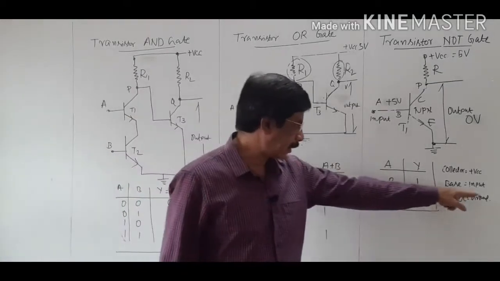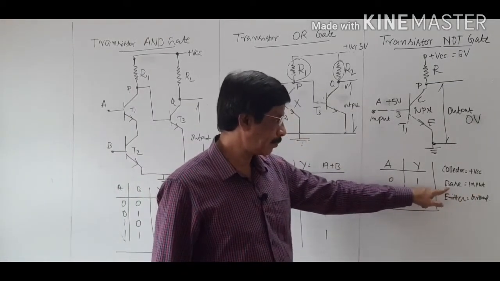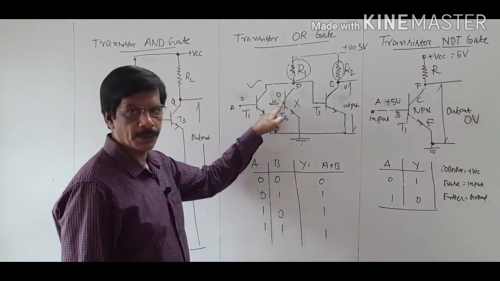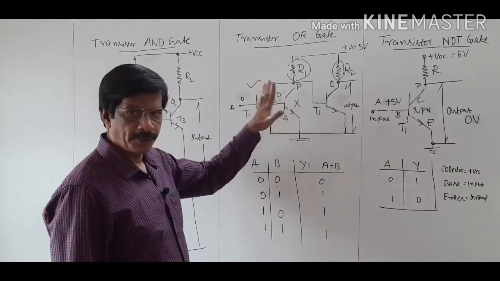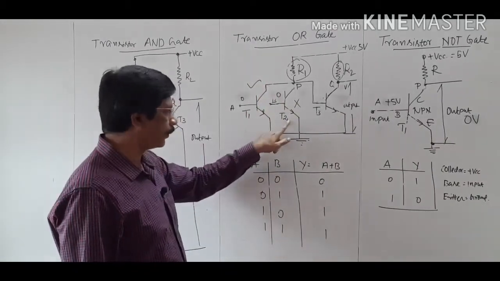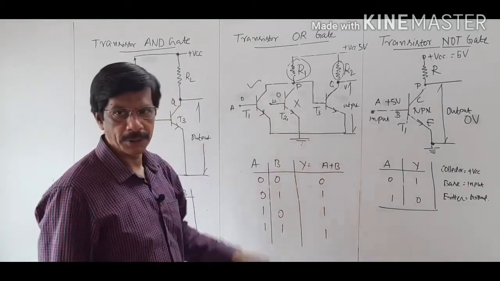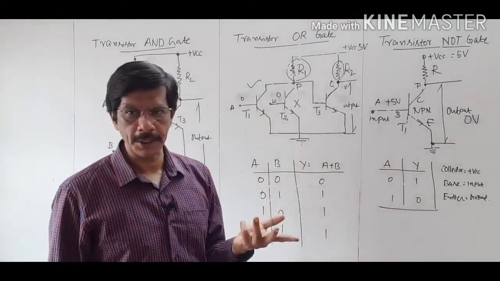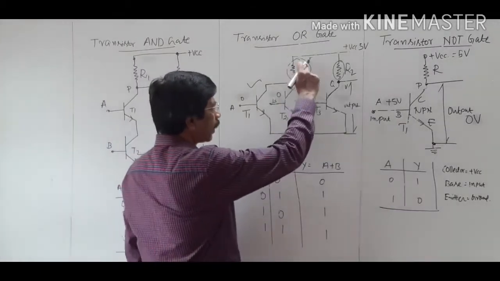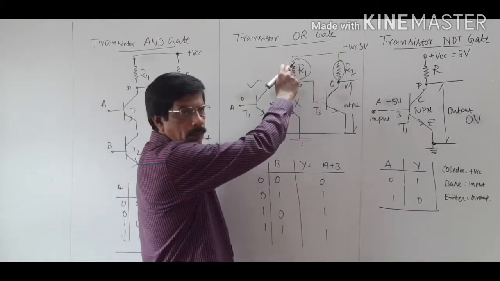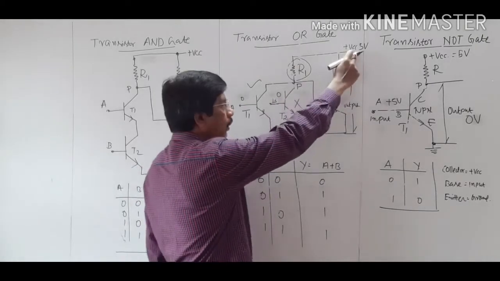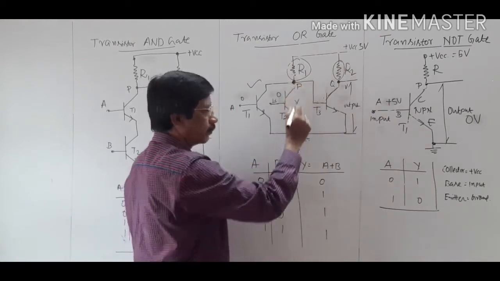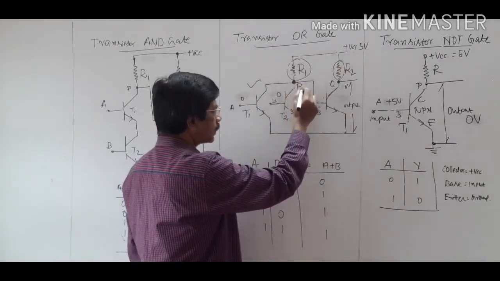The second case here, base must have at least positive input, but here input is 0, 0. Definitely the transistor T1, T2 are in off condition. When both transistors are in off condition, no current generation, no drop across capital R. The applied plus 5 volt passes through the resistor and it exists at the point capital P. The voltage across capital P is almost 5 volt.